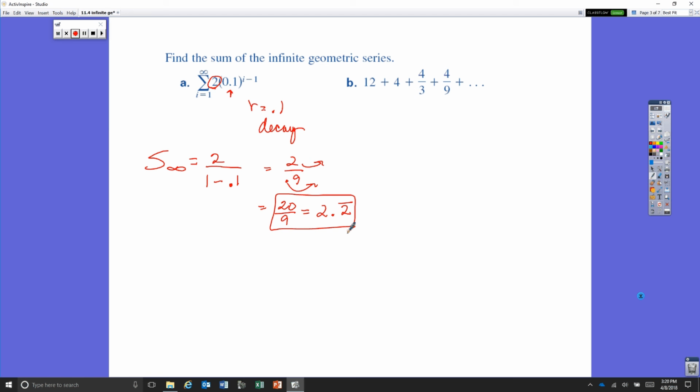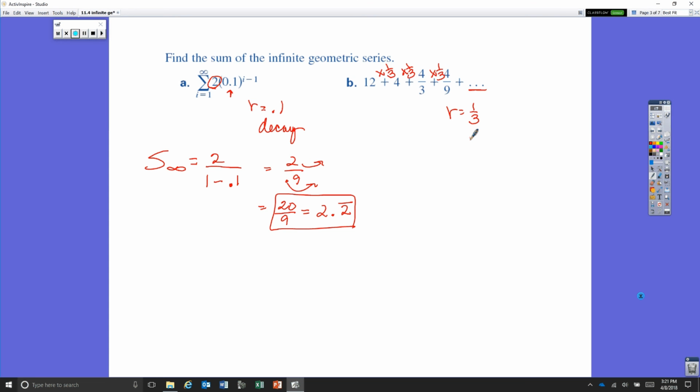Let's say my series is written as 12 plus 4 plus 4/3 plus 4/9 plus ... Well, ... indicates infinite. Geometric would mean I'm repetitively multiplying. So from 12 to 4 is multiplying by 1/3. 4 to 4/3 is also multiplying by 1/3. So my ratio is 1/3.